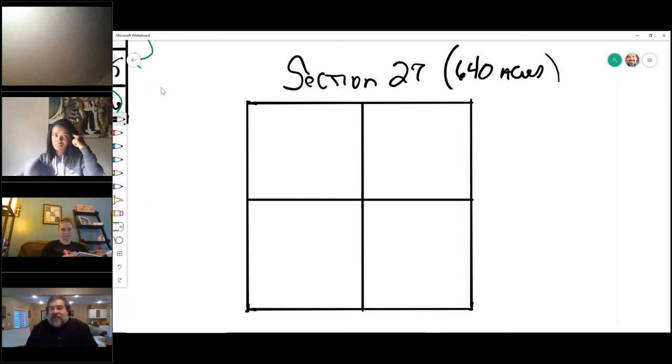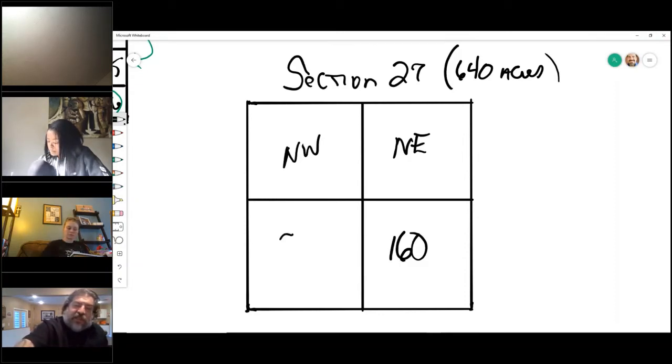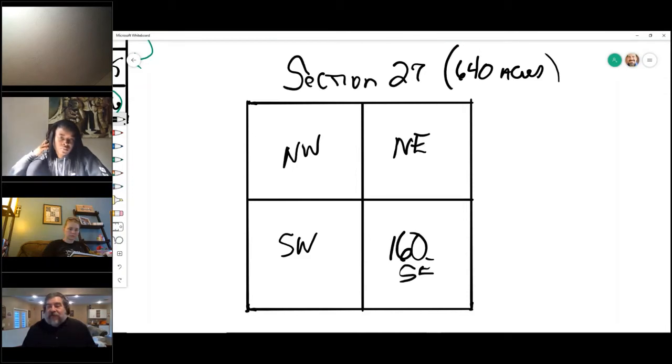So let's divide this section so that we can identify it. What I have done for you is we've divided it so far into 4 quadrants, and the term is called a quadrant. These quadrants, I'll do the math for you, are 160 acres. 160 times 4 is 640. So we're going to name these quadrants so that we can identify them. You have the northeast quadrant, the northwest quadrant, the southwest quadrant, and the southeast quadrant. That is 160 acres. Can you find me now? Everybody shake your head no.